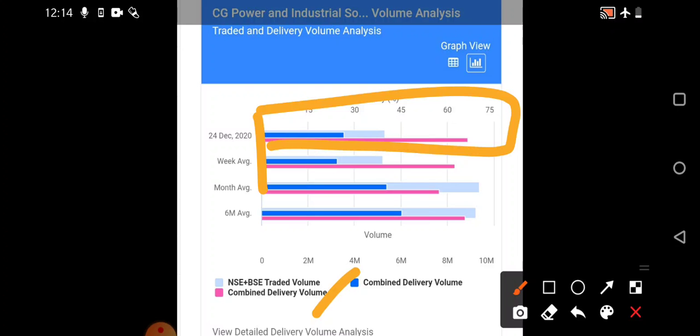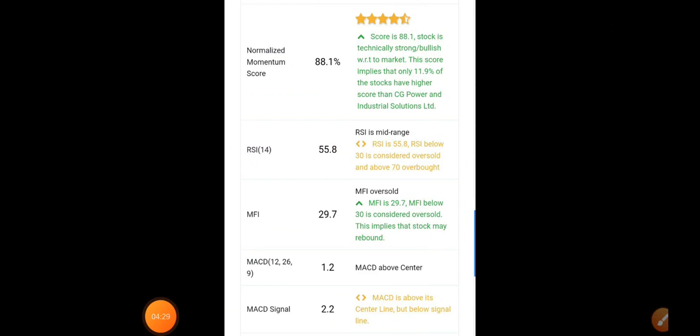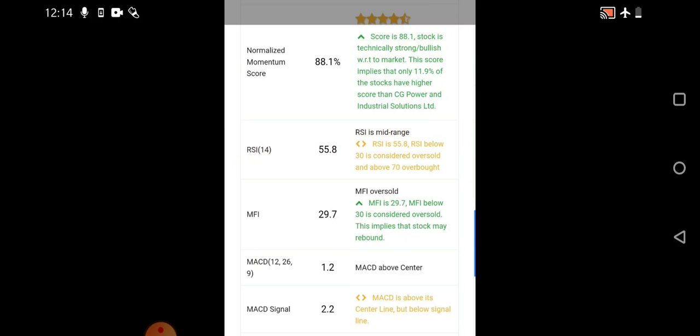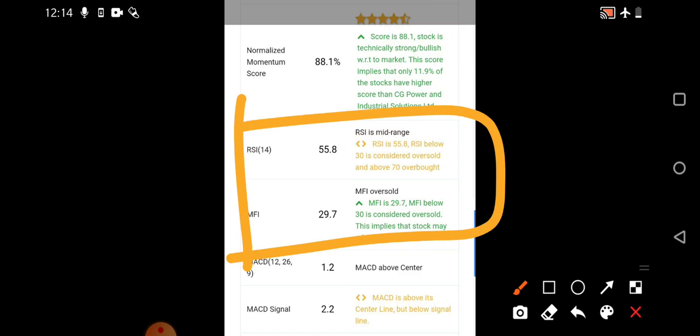Now we'll see what the indicators are suggesting. Clearly you can see the momentum of the stock is still maintained. Momentum is still continuing, 88.1% momentum is still present. And if you see RSI as well as money flow index, money flow index has gone to oversold. Quickly note this point.